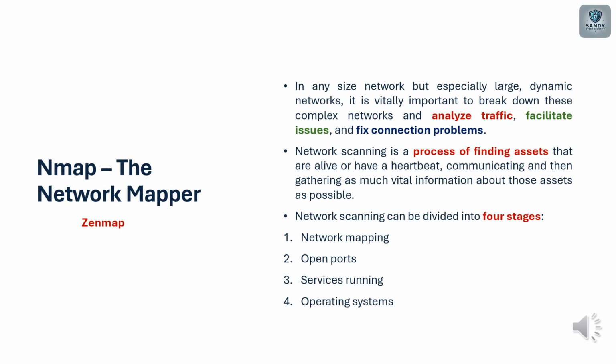Analyzing traffic, facilitating difficulties, and fixing connection problems are crucial in complicated networks of any size, but especially in big, dynamic networks. Network scanning involves finding interaction assets that are alive or have a heartbeat, and then collecting as much critical information as can be gathered about those assets. Network scanning can be divided into 4 stages: network mapping, open ports, services running, operating systems.